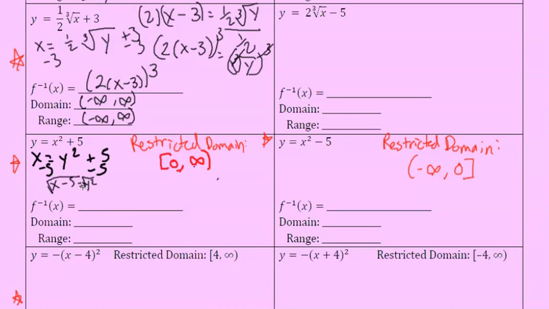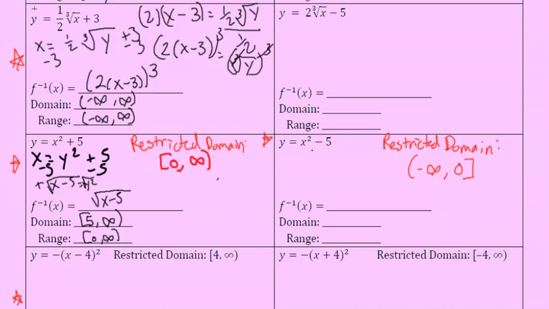It's the positive part of the domain, so it's just going to be a plus square root of x minus 5. So then we have f inverse of x equals the square root of x minus 5. The domain would be from 5 to infinity, with 5 being included and infinity excluded. And then the range will be from 0 to infinity.